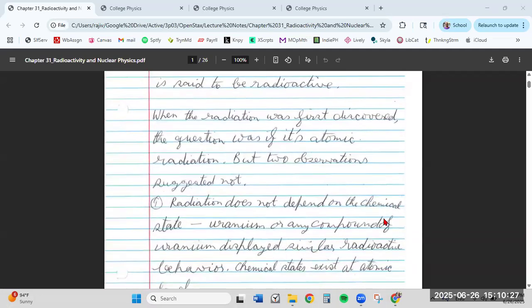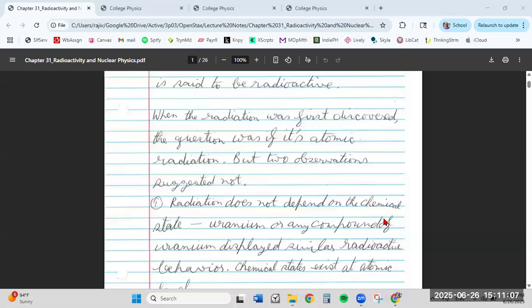When the radiation was first discovered, the question was if it's atomic radiation. So you have this radiation that's coming out of an atom, and people wondered if it's anything similar to atomic spectra, where when electrons go from one energy state to another, there's an exchange of energy. So the question was, is this nuclear radiation, which is now known to be nuclear, the same as, or coming out of, those atomic electrons?